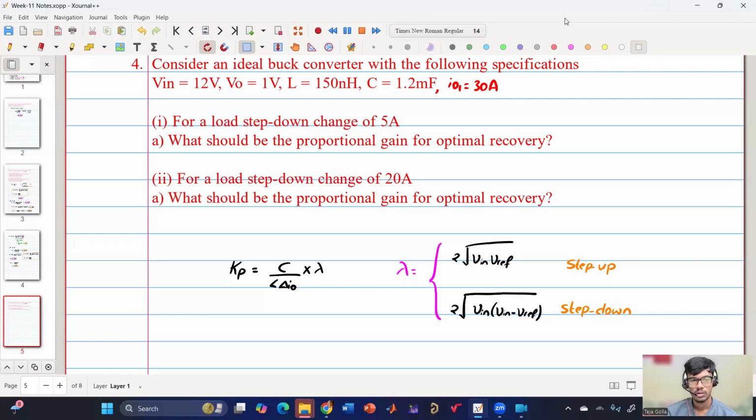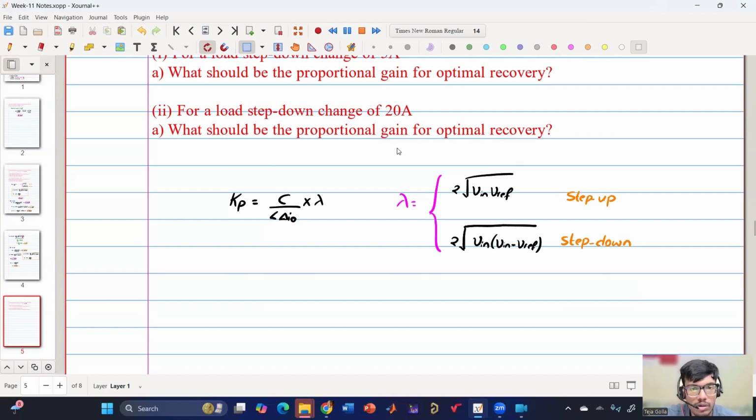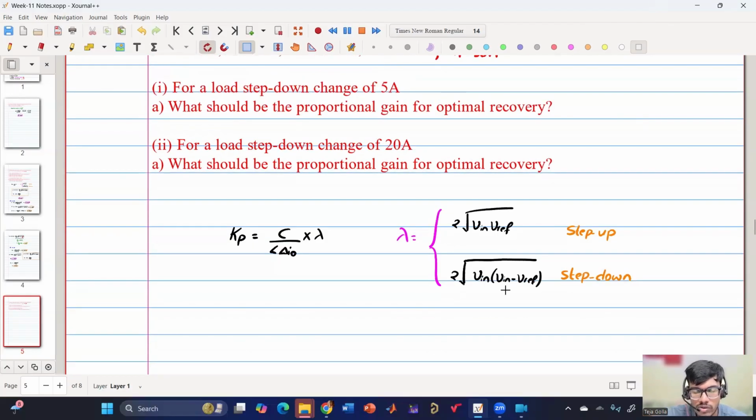36.765 into 10 raised to 3. 36.76 into 10 to the power 3. Parvati, are you also able to get? Lambda value, how much it was? So you have to take step down because I have given step down transient. So you have to take the second one.